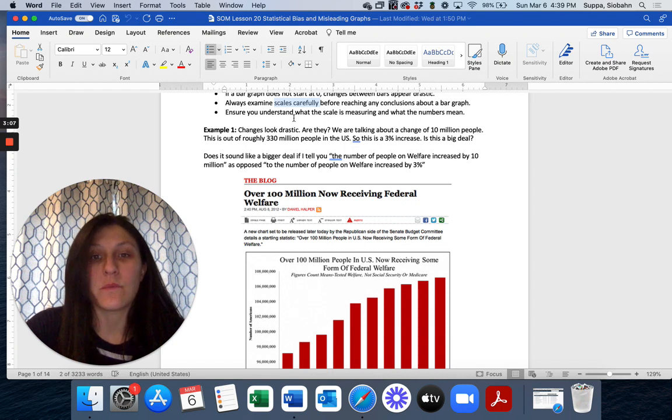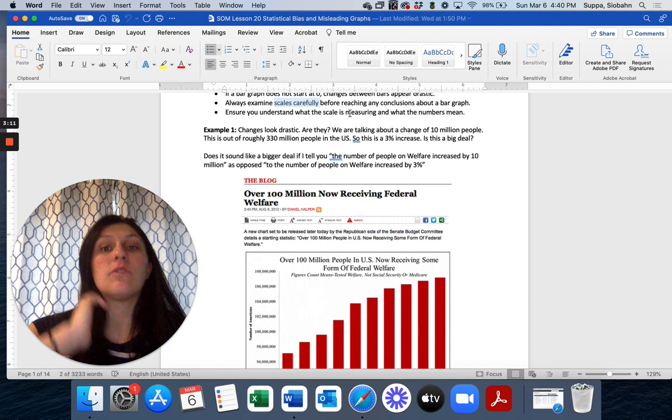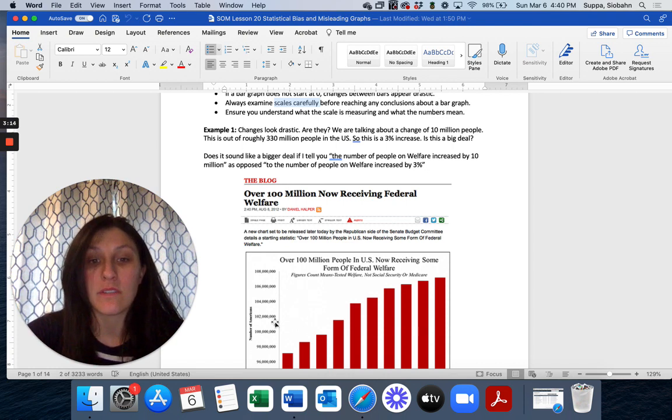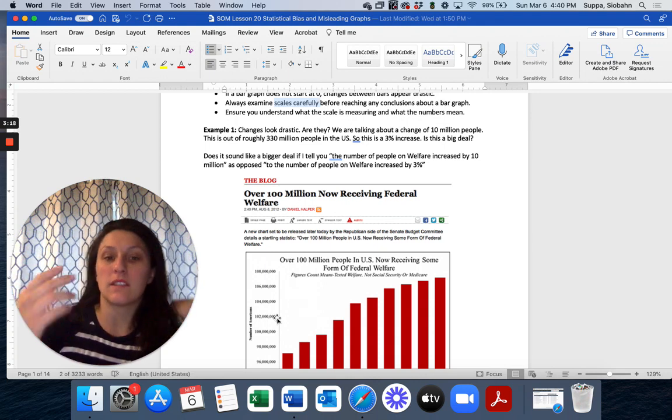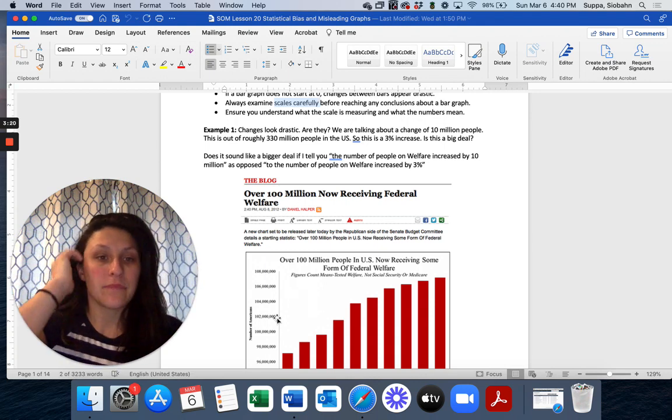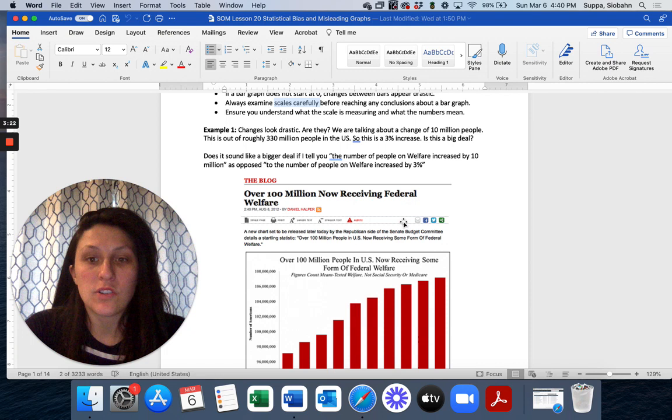And that's kind of what this says here. Ensure you know what the scale is measuring. So you should make sure you know what the scale is, like make sure you can clearly read the numbers on the scale, but then you should also know what those numbers represent. So all of these things are important when trying to understand bar graphs and interpret them.